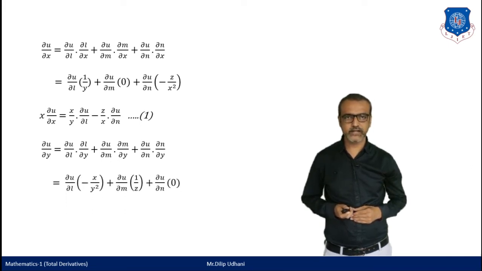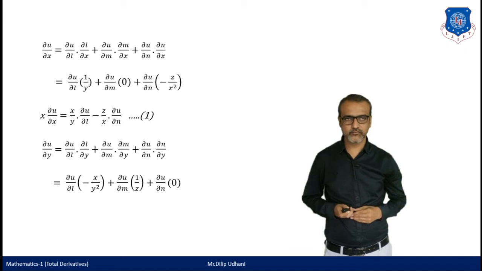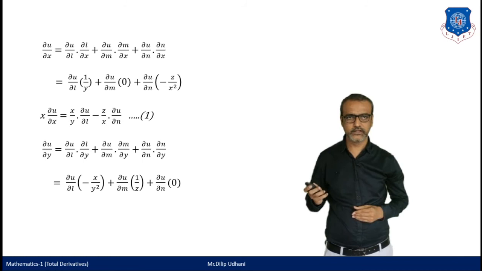Now we have to find ∂l/∂y, that is the partial derivative of l with respect to y. l equals x upon y. x is constant and the derivative of 1 upon y is minus 1 upon y square. So ∂l/∂y is minus x upon y square. Then ∂u/∂m will be as it is. Now ∂m/∂y, m equals y upon z. So the derivative of y is 1 and z is constant. So we have ∂m/∂y equal to 1 upon z.